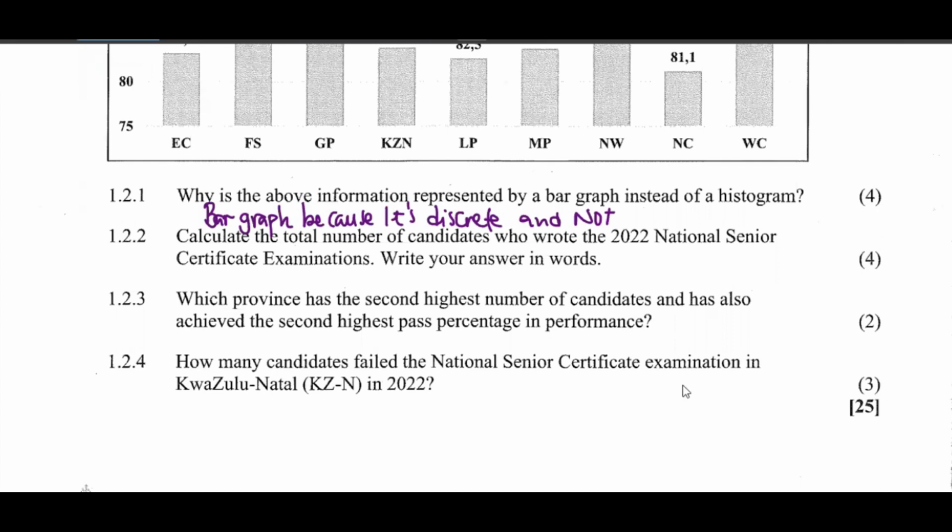When we add all the numbers, we've got 450,005. So you have to write it in words: 450,005 candidates.